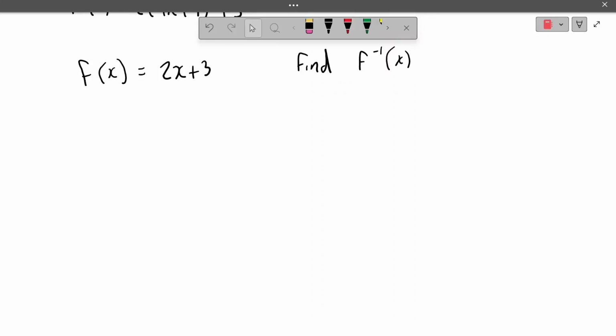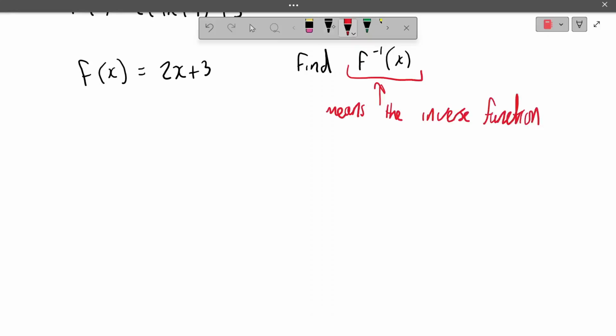So here we have the same function, f of x is 2x plus 3, but we want to find f to the minus 1 of x. Well, this bit here actually now means the inverse function.